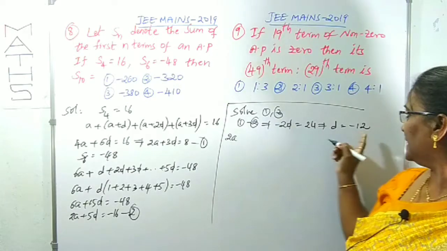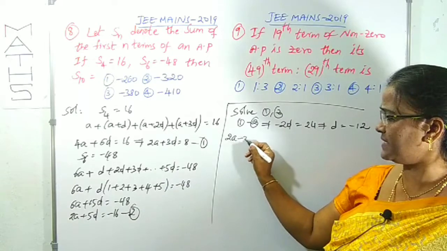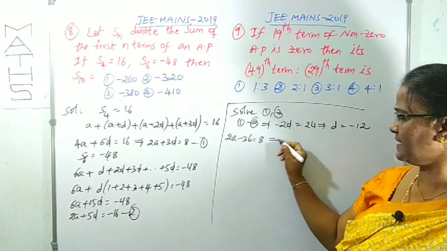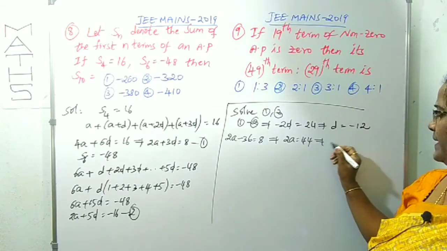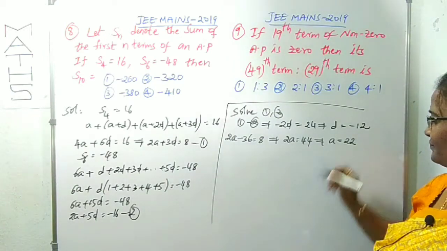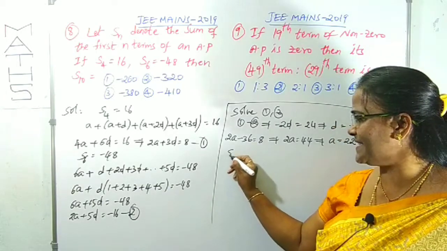2a plus 3d, with d as minus 12: 3 into minus 12 is minus 36, equals 8. That is 2a equals 44. Simply a equals 22. We got the a value and d value. Now we can find out S10.